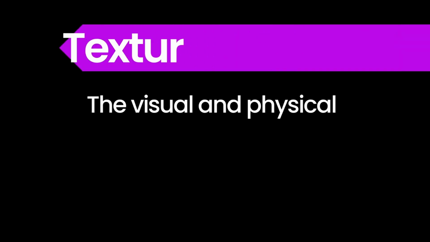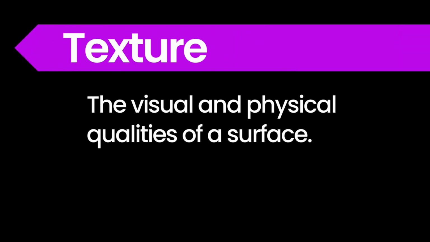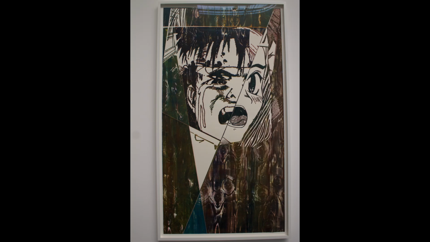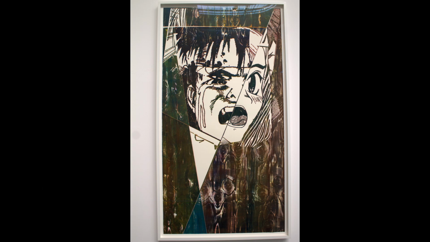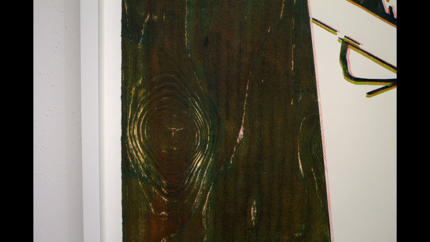Okay, so the next one is texture. Texture is the visual and physical qualities of a surface. The 2D example I have is Christian Marclay, who used wood grain as sort of a stamp alongside aggressive anime and comic book collages in their piece Scream Blade. It's a unique use of texture combined with a usually textureless style of drawing. Each piece is about sound, and he uses that texture to kind of amplify the sound of each piece.